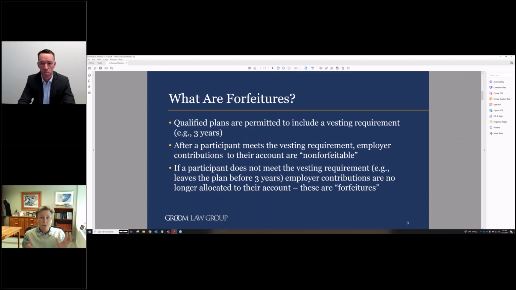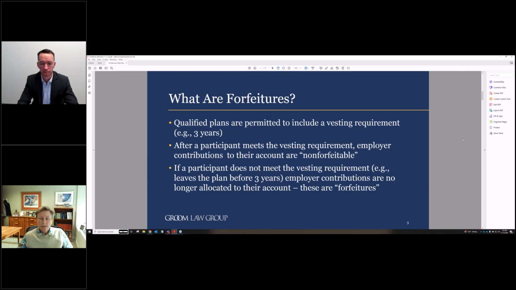But what if I don't stay for 3 years? I don't meet the vesting requirement. I leave the plan. Then there are dollars in the plan that are the result of employer contributions and they have been forfeited. And so they are unallocated amounts sitting in the plan's trust.